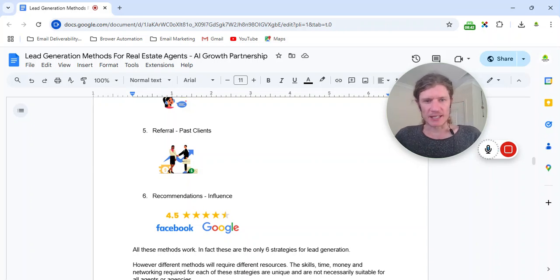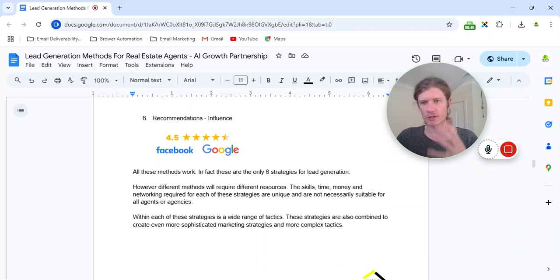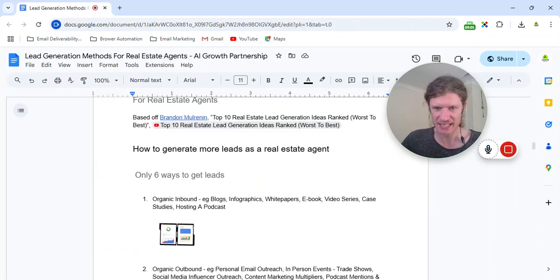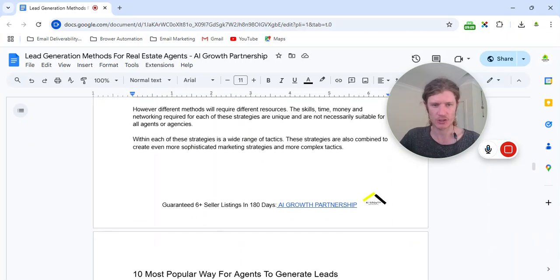So these are the six and only six methods for lead generation, whether or not you're a real estate agent or any other business, right? This is the high level thinking about it, the way that we can break it up. They all require their own resources, their own time, their skill for these to be successful. But these are the six strategies that you can use. Now, every tactic that we then use will go into one of these strategies.